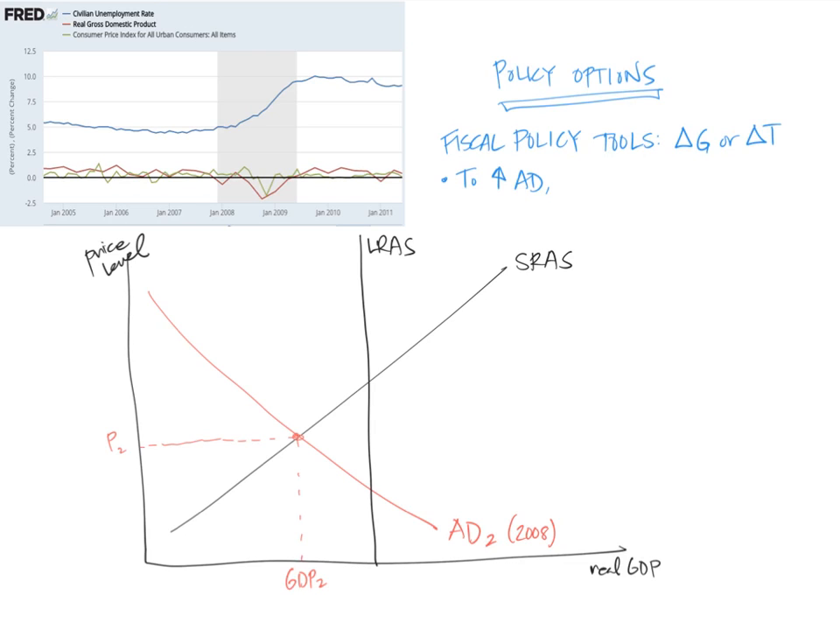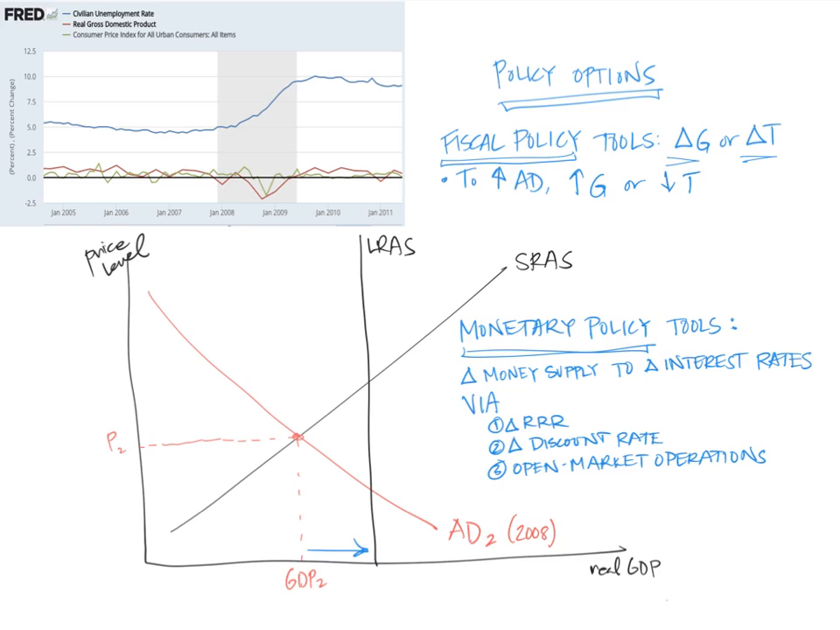So I've recreated the graph looking at our 2008 situation with a diminished aggregate demand. You can see we're below potential. Policy options. We've got fiscal policy. The tools are to change government spending or change taxes. Remember, we want to stimulate aggregate spending. We want to increase the aggregate demand. So what do we need to do? We need to pump money and spending into the economy. So that means either increase government spending or decrease taxes, or some combination of both.